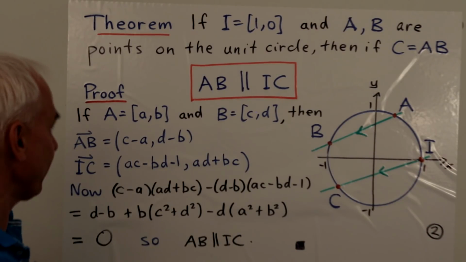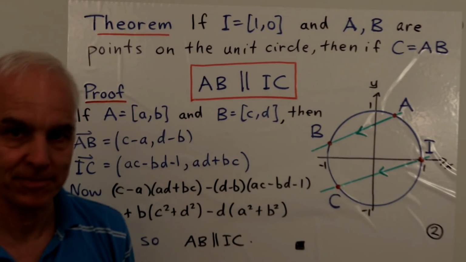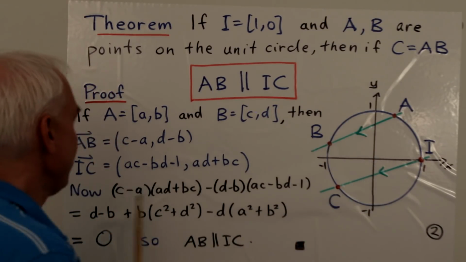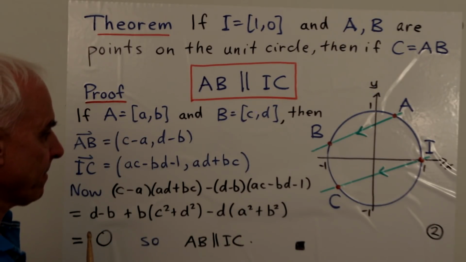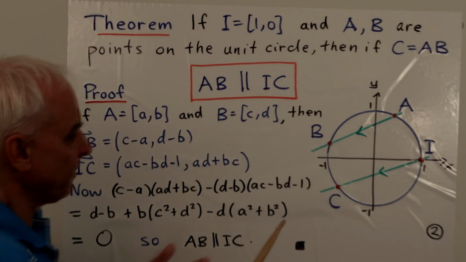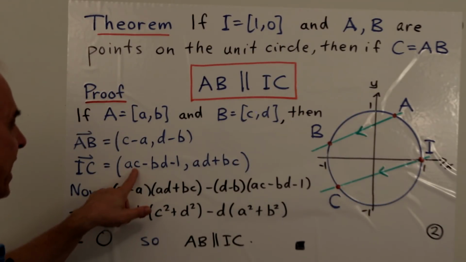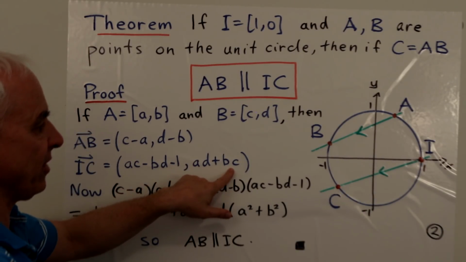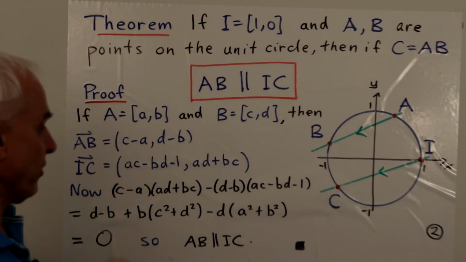And how can we prove this? Well, let's let A be the point A, B and B be the point C, D. Then the vector AB there is, well, the difference, C minus A, comma, D minus B. While the vector IC is going to be the difference between the point C and the point I, which is 1, 0. So it's AC minus BD minus 1, comma, AD plus BC. So it's almost the same as just the product, except that we have to subtract a 1, 0.